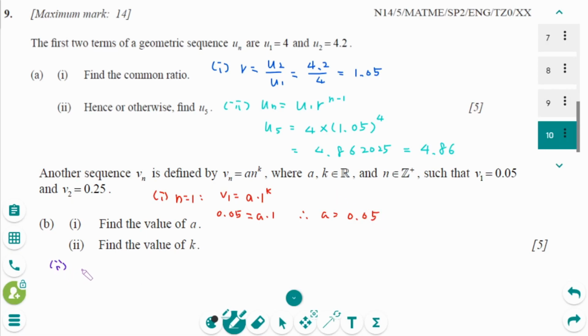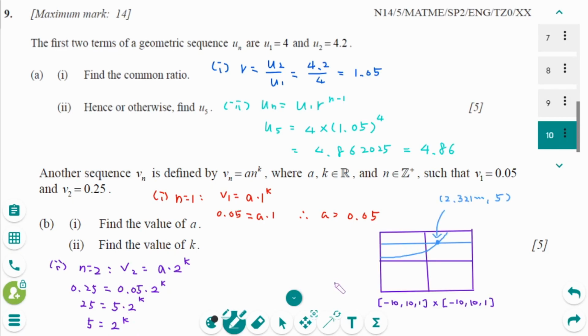Number 2, when n equals 2, V2 equals a times 2 to the power of k. V2 equals 0.25 equals 0.05 times 2 to the power of k, then times 100 on each side. 25 equals 5 times 2 to the power of k, then divide by 5 on each side. 5 equals 2 to the power of k. You can use the calculator, then k equals 2.32.